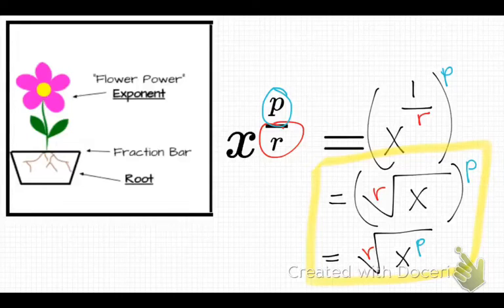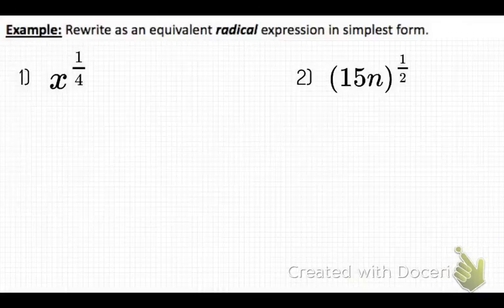Okay, so here are our rules for our first example. We have x to the 1 over 4. Before I told you there was a root and there was a power. The bottom number is my root. So what's my root here? 4. And then what's my power going to be? 1.